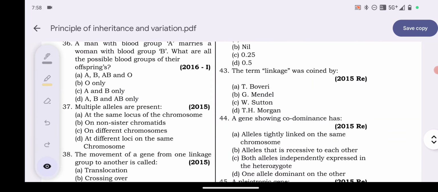Next question number 43. The term linkage was given by, who gave the term linkage? Thomas Hunt Morgan, T.H. Morgan gave the term linkage.